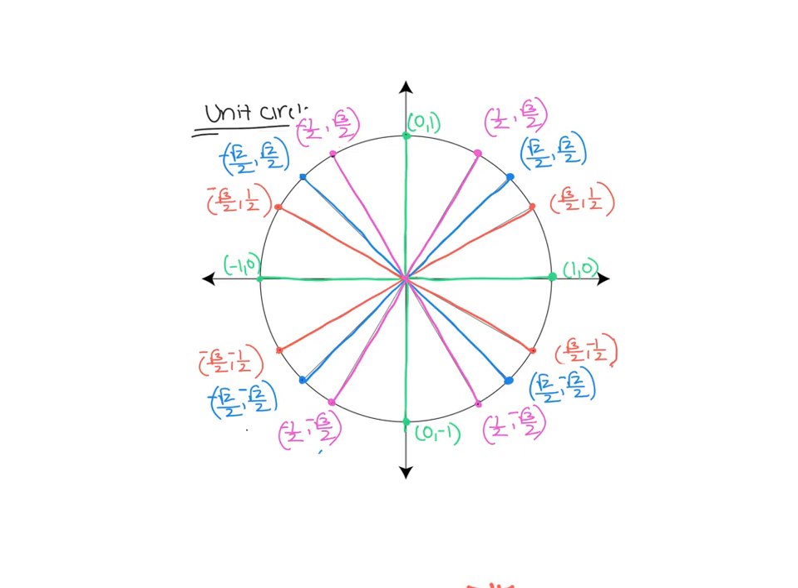The other thing to remember is this is 30 degrees here. This is 30 degrees here. This is 30 degrees here. This is 30 degrees here. So this is 30 degrees more than 0. This one over here is 30 degrees less than 180. This is 30 degrees more than 180. And this is 30 degrees less than 360. Okay.